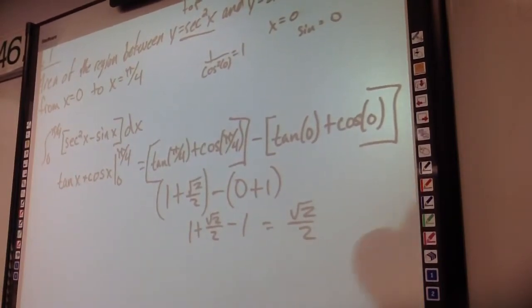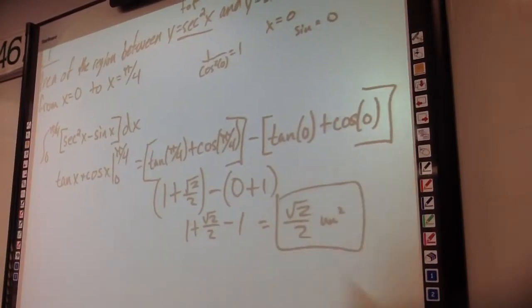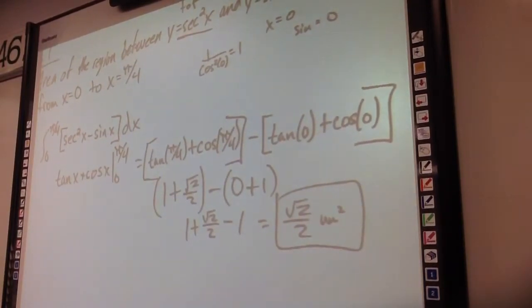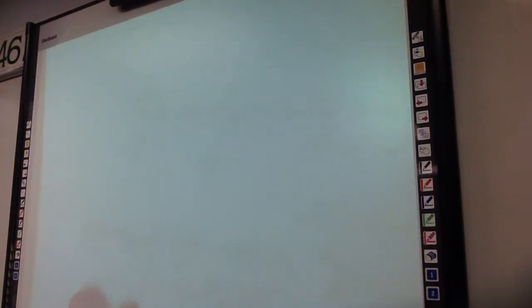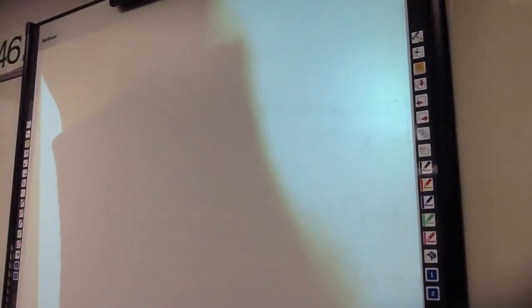Units squared, whatever the units are. That's the area between those two functions. Why squared? Because it's area. Area is two-dimensional. Let's go this way and this way. Easy enough. Okay. Here comes example 2.